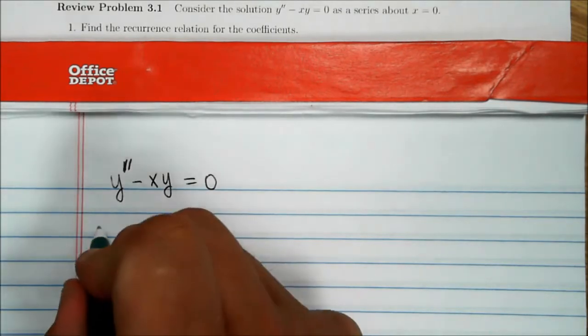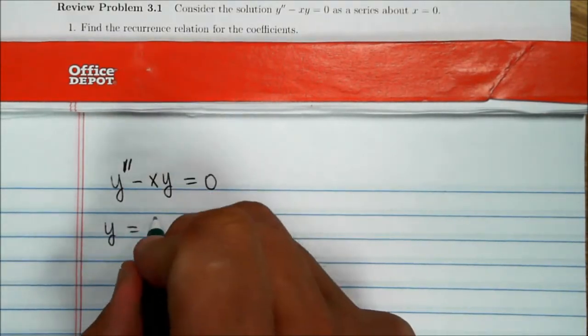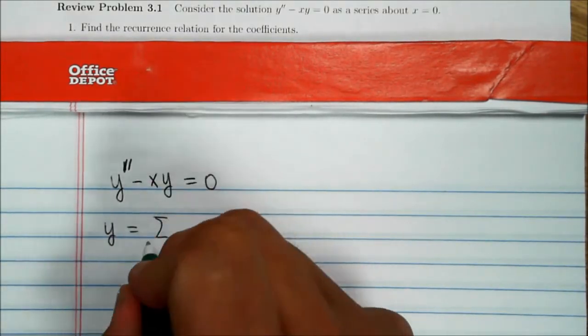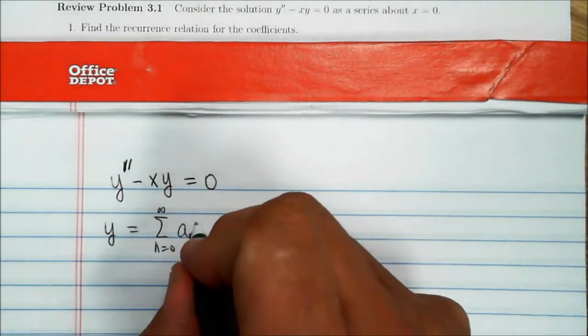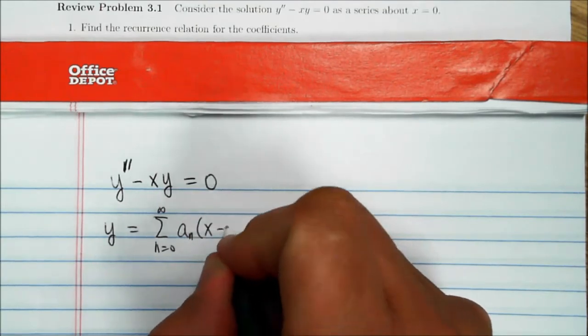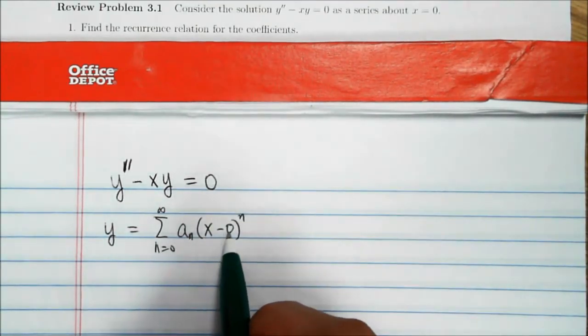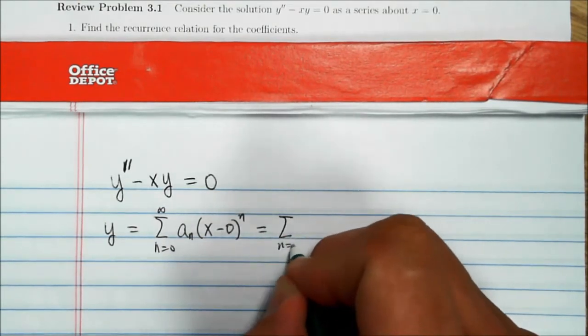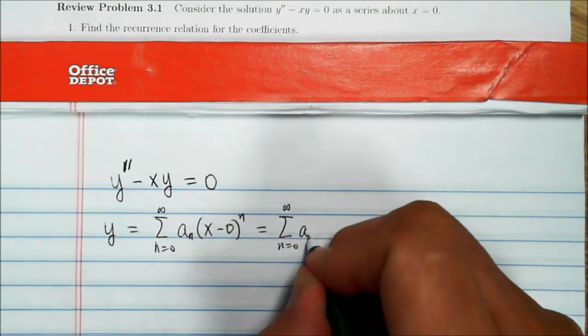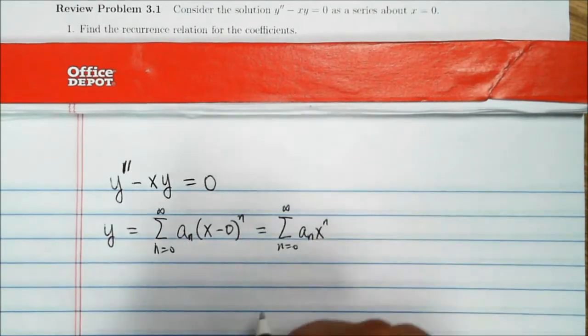To do this, we first start by writing y as a series about x equals 0, the summation from n equals 0 to infinity of a sub n times, let me write it out in full, x minus 0 to the n. That's what it means to be a series about 0. And of course, we're not going to write that out every time, so instead we'll write this simply as a sub n times x to the n.